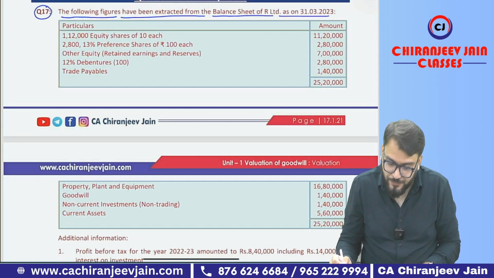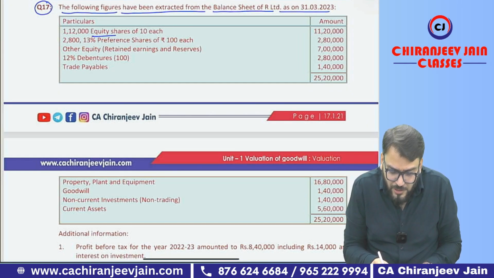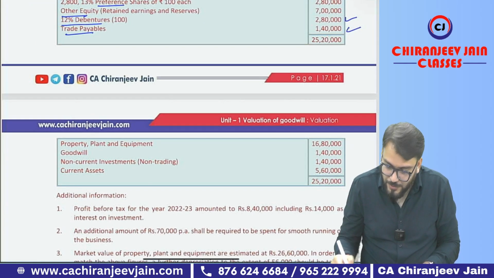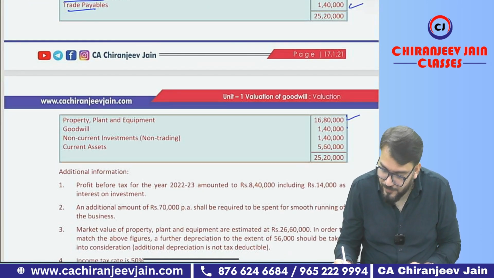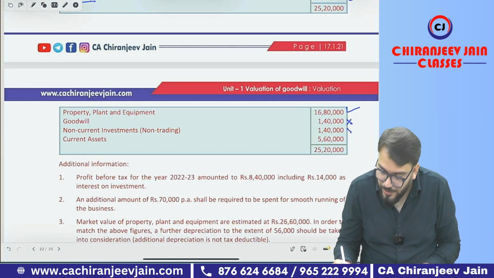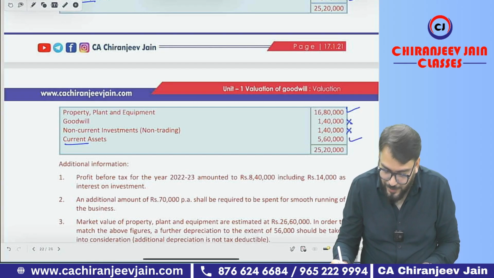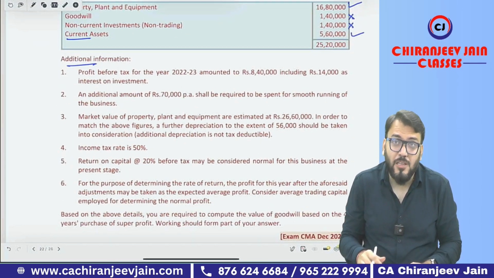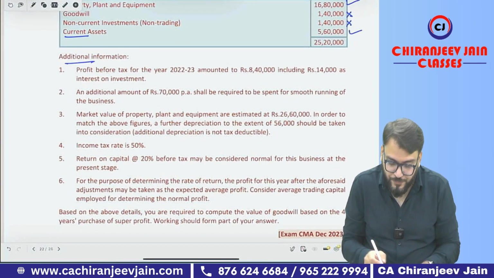The following figures have been extracted from the balance sheet of R Limited as on 31st March 2023. You can see equity share, preference share, other equity, 12% debenture liability, trade payable liability, PPE liability, goodwill (self-generated), and non-current investment. It is non-trading, so it will not come, but current assets will come. After this, all the information will be similar to the last question.